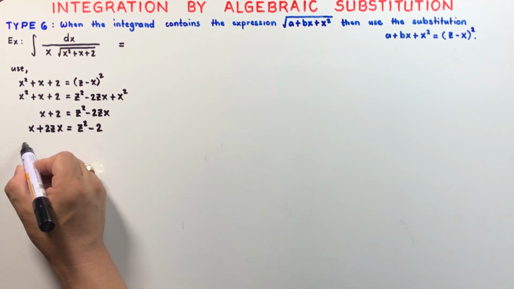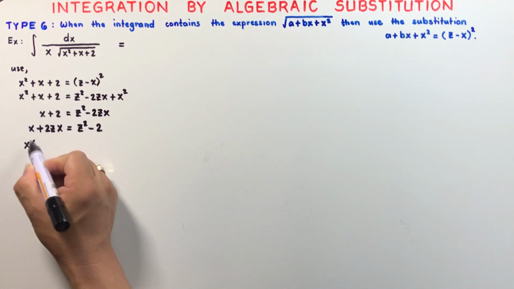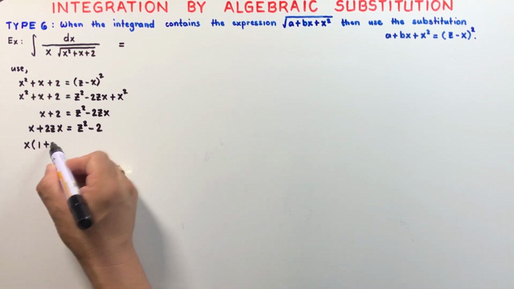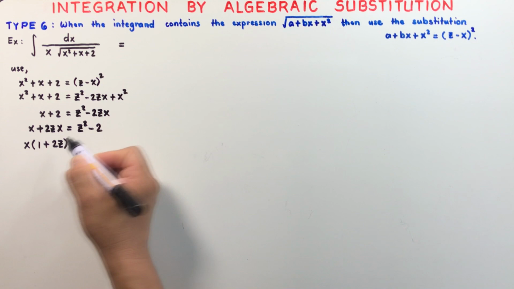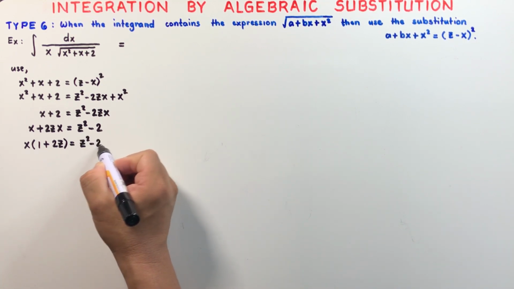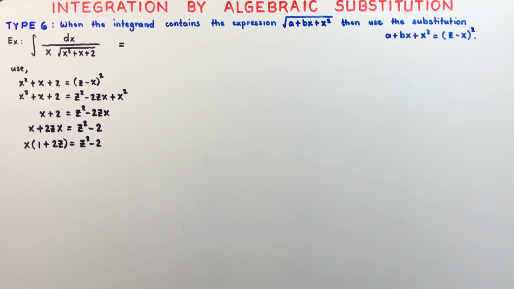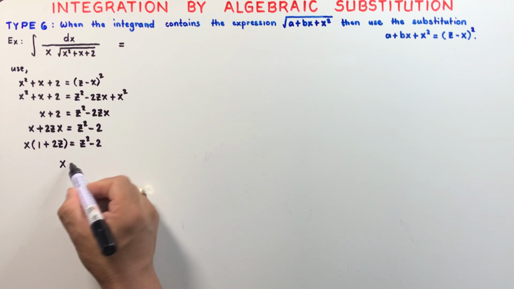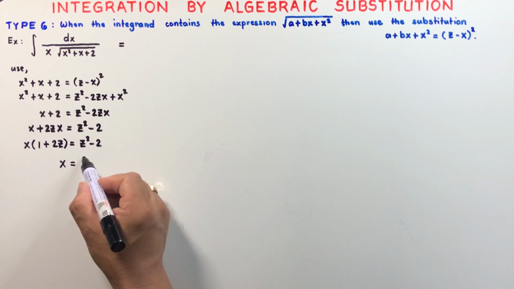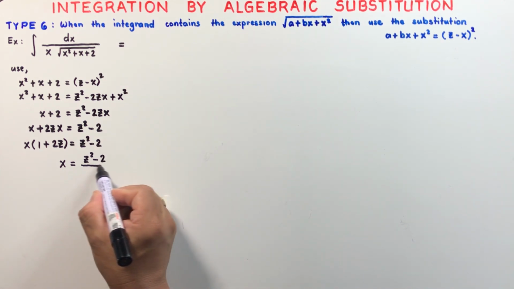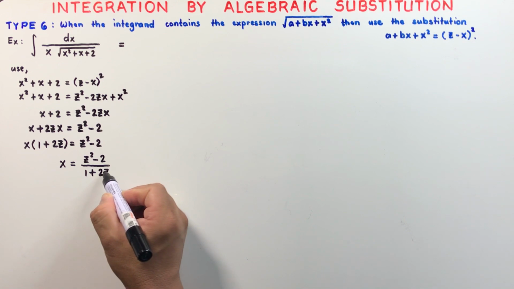Then we can factor out our common factor of x for these two terms. So we have x times 1 plus 2z. And at the right, we still have z squared minus 2. So dividing both sides of the equation by 1 plus 2z, what remains at the left is only x. So this is equal to z squared minus 2 over the denominator of 1 plus 2z here.